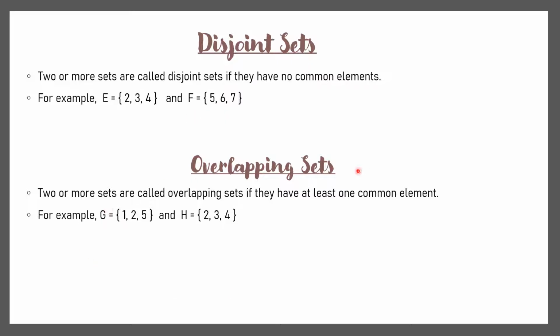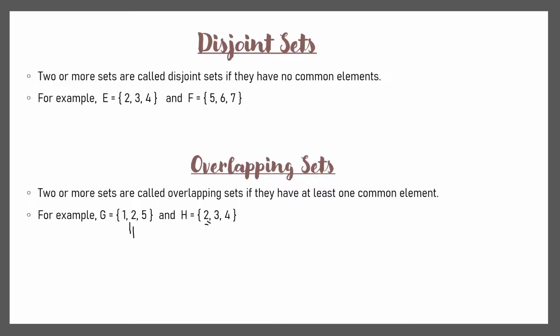Okay, overlapping sets. Two or more sets are called overlapping sets if they have at least one common element. It means that two sets having a few or some or just one common element are called overlapping sets. For example, set G contains 1, 2 and 5, and H contains 2, 3 and 5. So this 2 is the same in both sets.